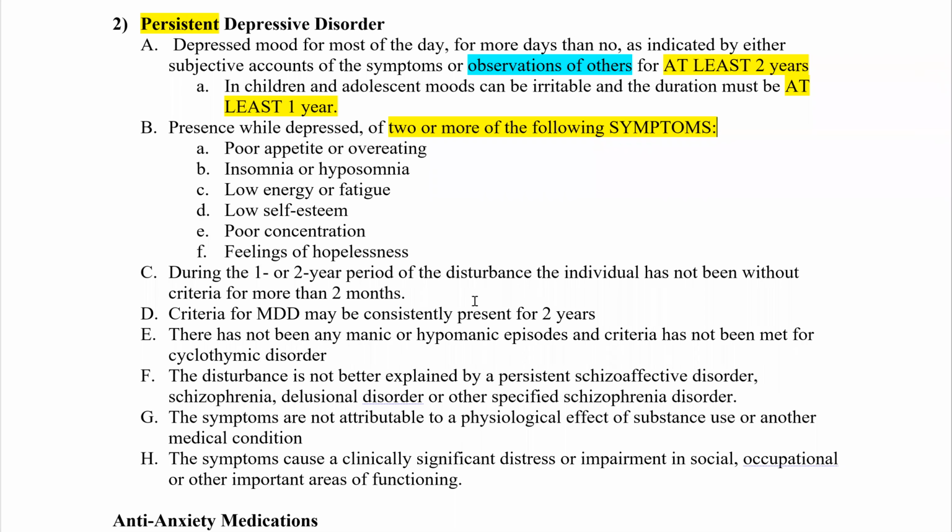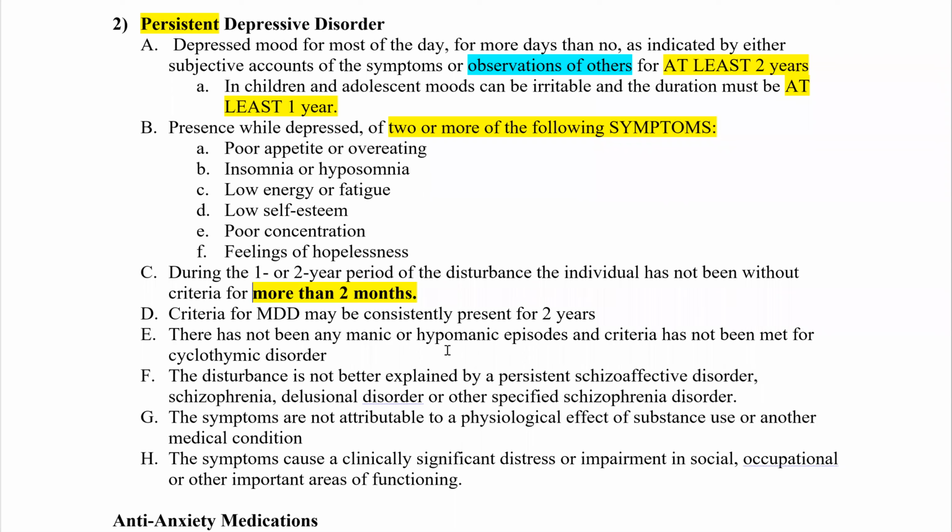So during the 1 or 2 year period, the disturbance has not been without criteria for more than 2 months. So if they have a loss of symptoms or their depression improves for 2 months or longer, they would not qualify for persistent depressive disorder. They would then segue back into major depressive disorder. Why? Because criteria for major depressive disorder may consistently be present for 2 years for adults or 1 year longer for children. So there's not been a manic or hypomanic episode, and criteria has not been met for cyclothymic disorder.